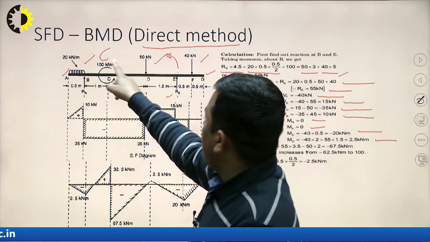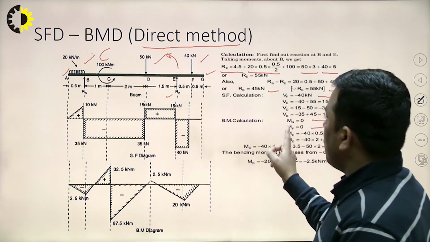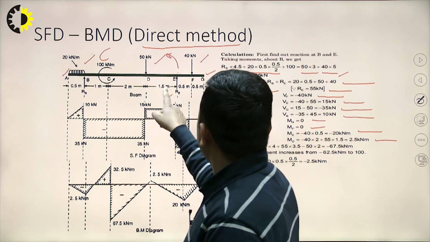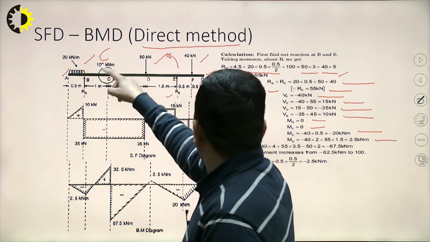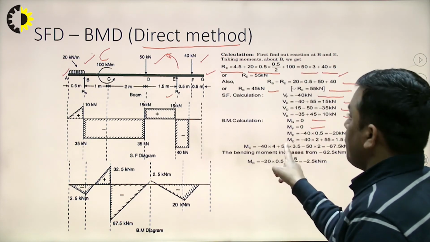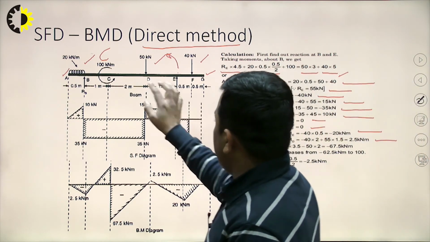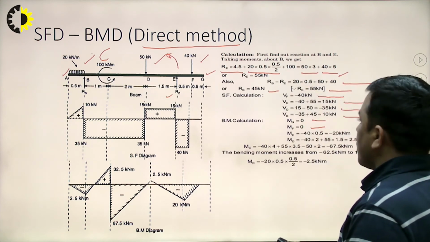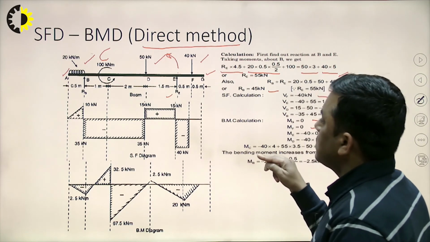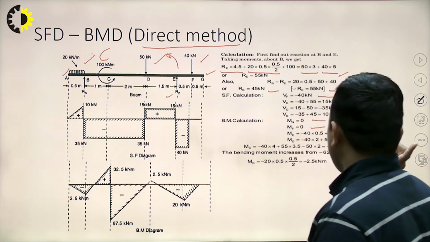Similarly, we can go for point C also. So, minus 40 into 4, 55 into 3.5, 50 into 2 and 100. If we are considering the right side of point C, this equation is written for the right side of point C. If we are moving beyond point C, then this 100 kilonewton meter will also be in account.